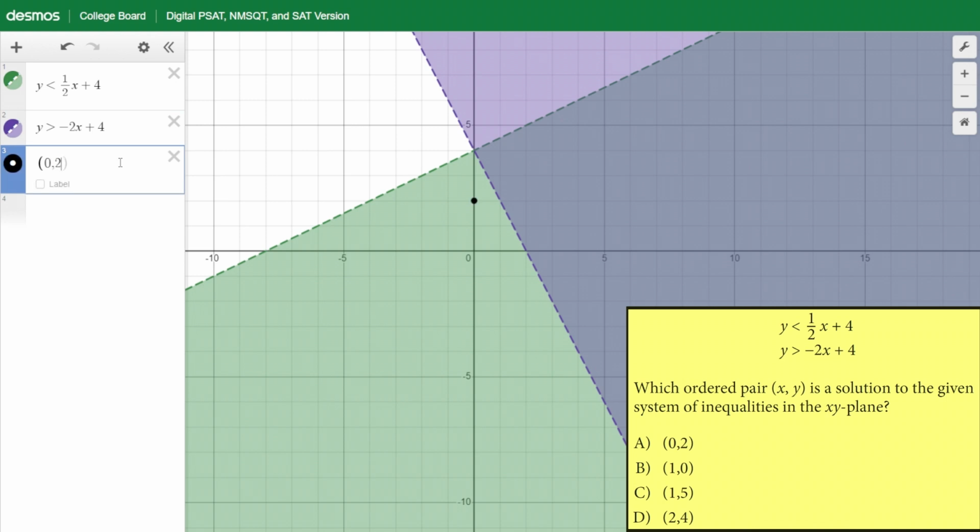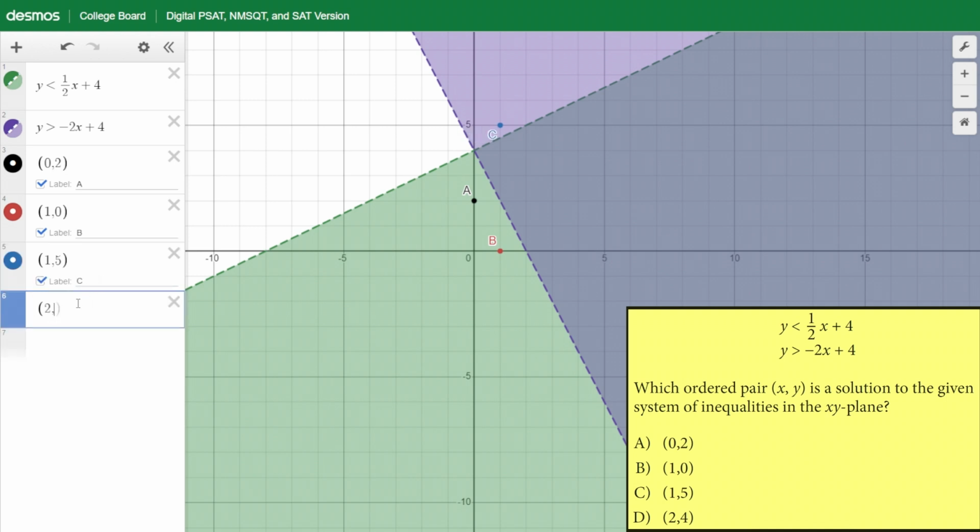This is 0, 2. And you can even label these ordered pairs so that you can keep track of it. So let's label that A. The second one is 1, 0, and that's going to be B. The third one is 1, 5, and let's label that C. And the last one is 2, 4, which is going to be option D.